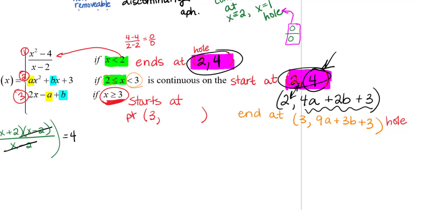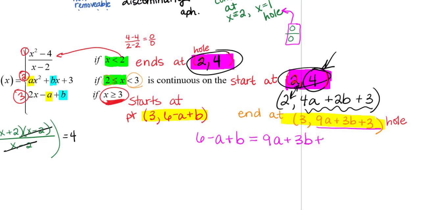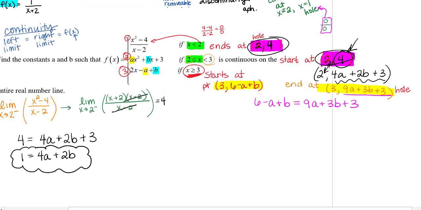So if I put 3 in for x, I get 6, 2 times 3 is 6, minus a plus b. And so what I know is that these points must be the same. Where function 2 ends has to be where function 3 starts. So I know then that 6 minus a plus b is going to have to equal 9a plus 3b plus 3. And I'm just going to write it in a little bit more usable form here, similar to the one we already kept to the side. So I'm going to subtract the 3, I'll add the a to both sides, and I'll subtract the b. All right.